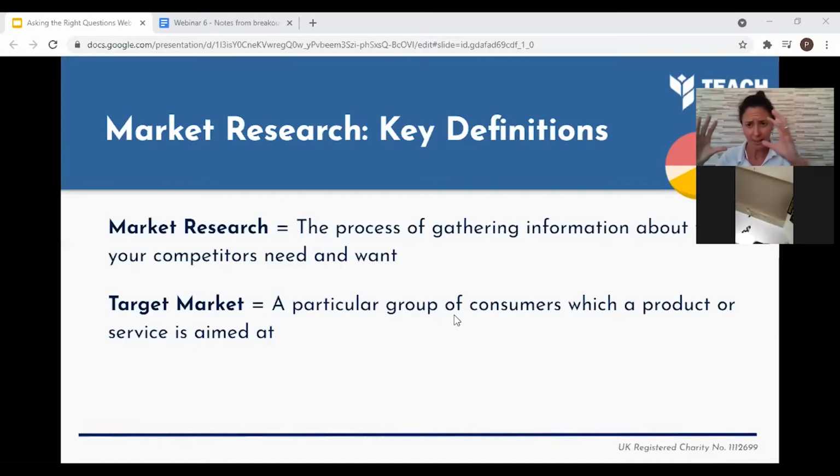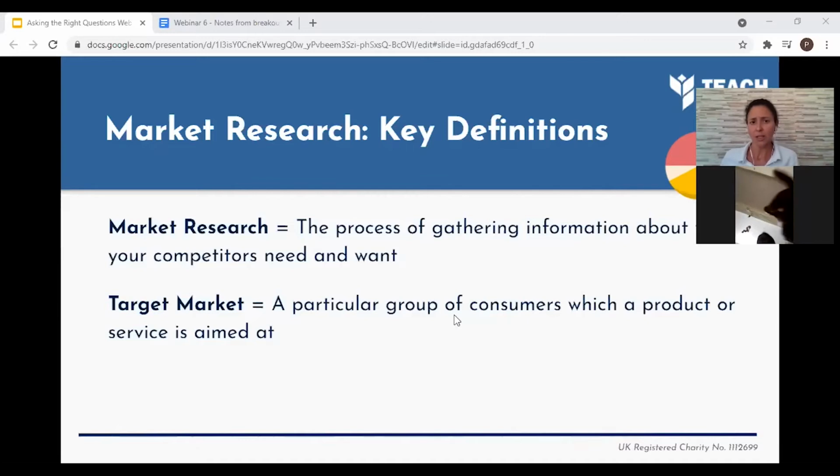So market research, you find out about wants and needs. Target market is a particular group of consumers you will be selling your product or service to. Let's go with the last one then, which I'm not sure whether to make you guess or not, but it's about what is your unique selling point? Let's go again with the third one. What is a unique selling point?